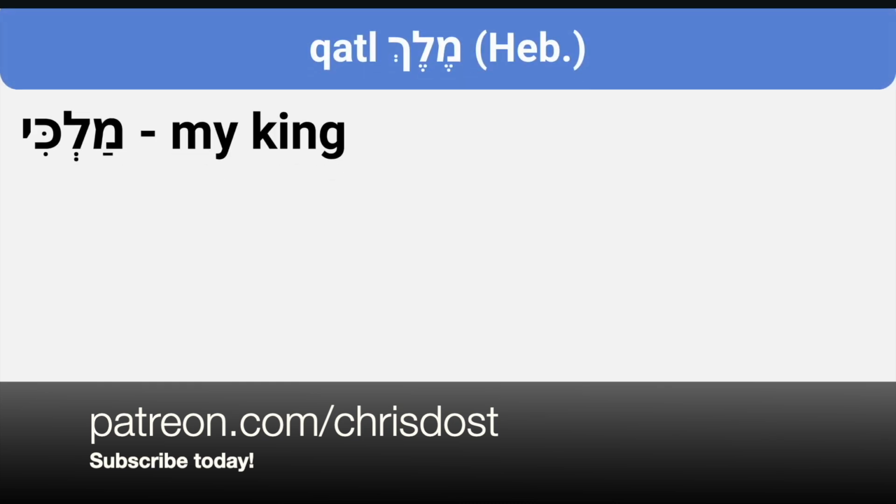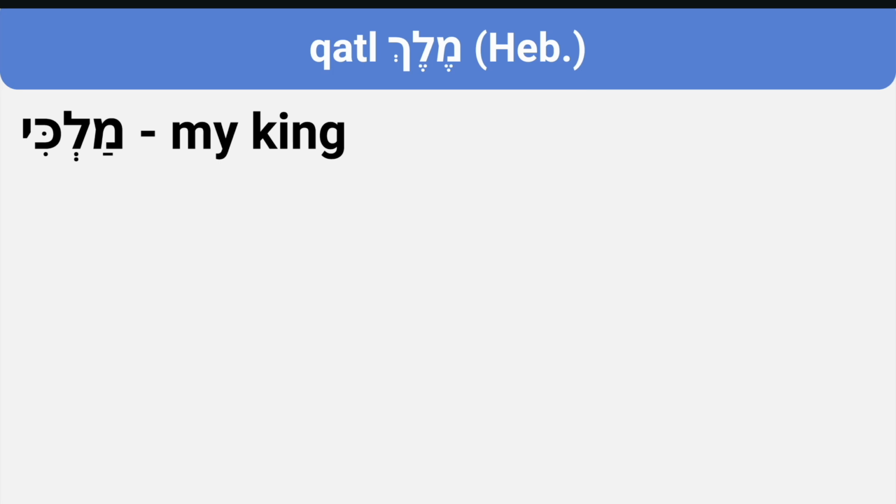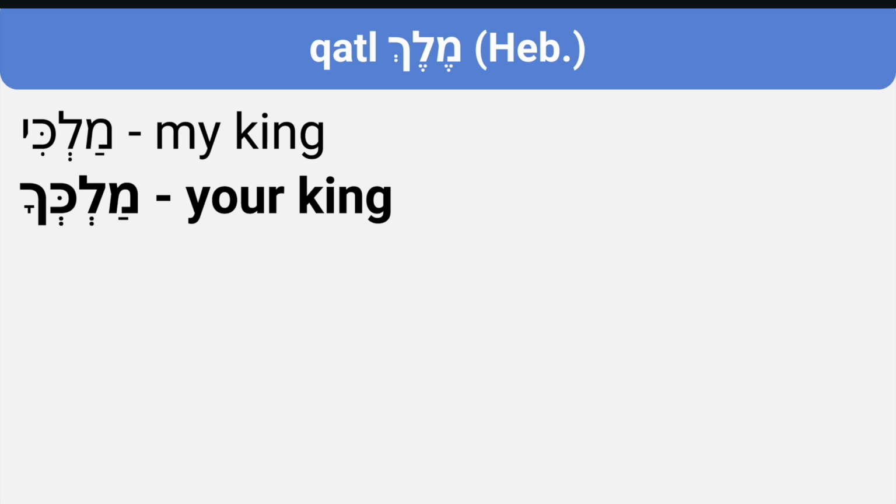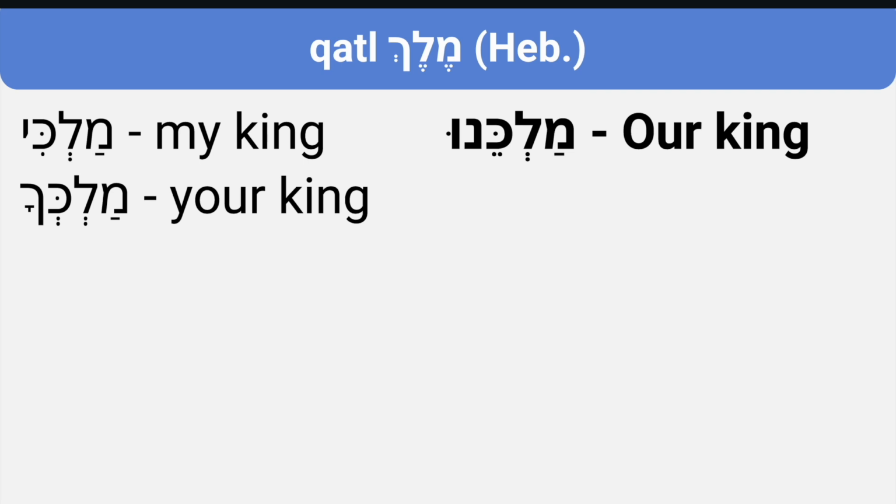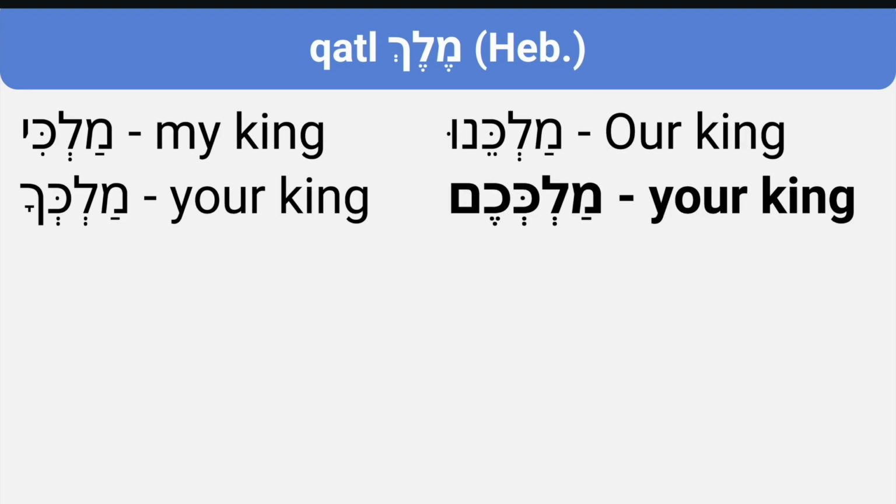Now that's further confirmed when we look at my king, the masculine singular suffixed form with the first common singular pronominal suffix, my king, and we have the stem malk again. The singular suffixed form with the second masculine singular pronominal suffix, meaning your king, malkekha. Our king, malkenu. Your king, with the second masculine plural pronominal suffix, malkekhem. Once again, there's a short a vowel following the first root consonant.